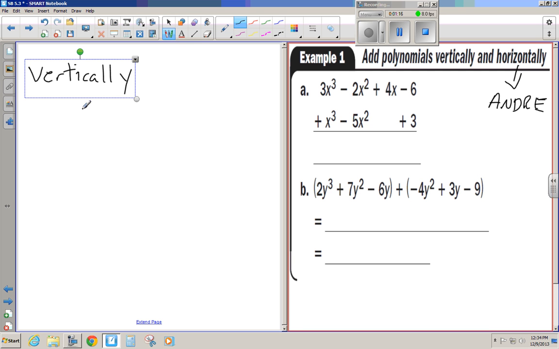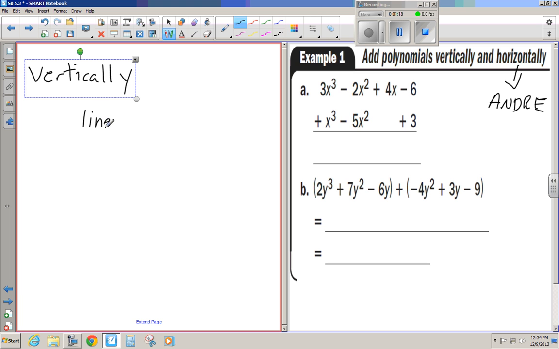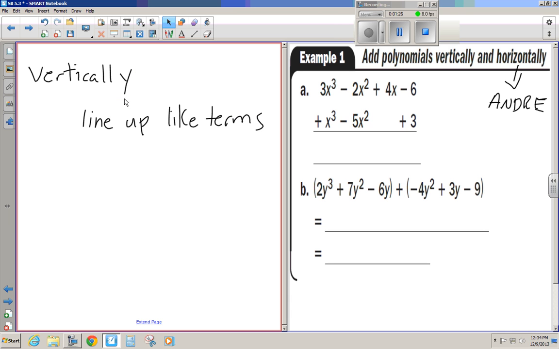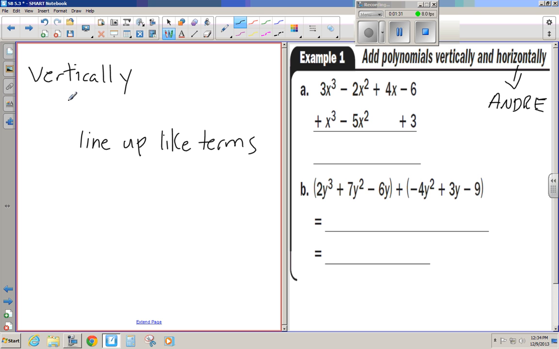the first thing you're going to do is line up like terms. Okay? And actually, I may move this down and say that the real first thing you will want to do is put into standard form. Then line up the terms and then combine. And you're either going to combine using addition or combine using subtraction.